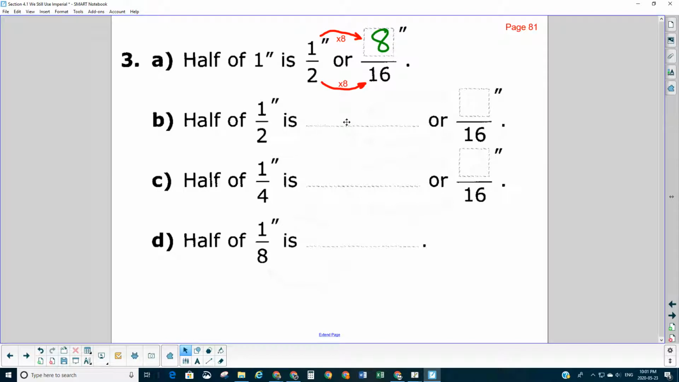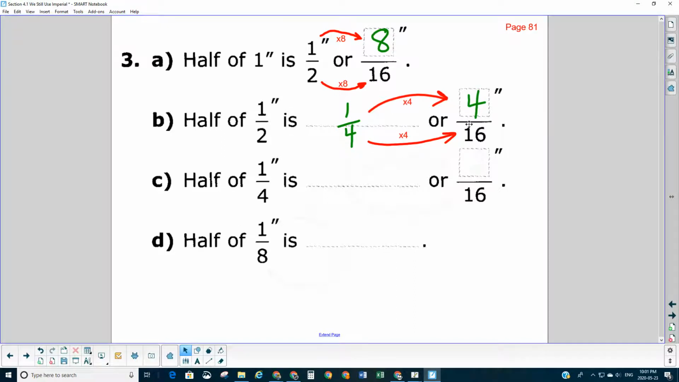Okay. Then if we were looking at this in B, we have a half, and what's half of a half? Well, that's a quarter. Okay, 1/2 of a half is a quarter. And again, if we were talking about 16ths, we would say, what would we multiply by 4 to get 16? Well, that's a times 4 operation. So we would have to do the same on the top and times 4, and we get 4/16.